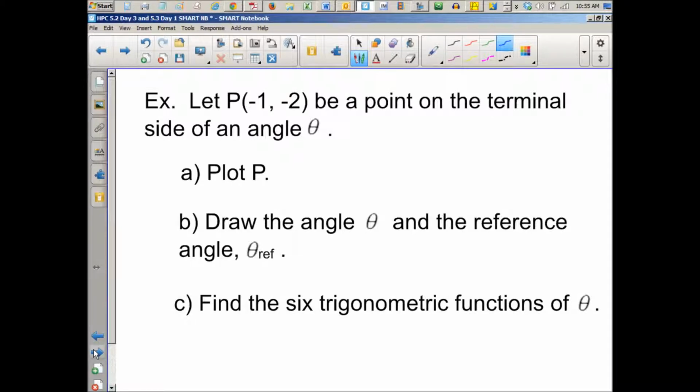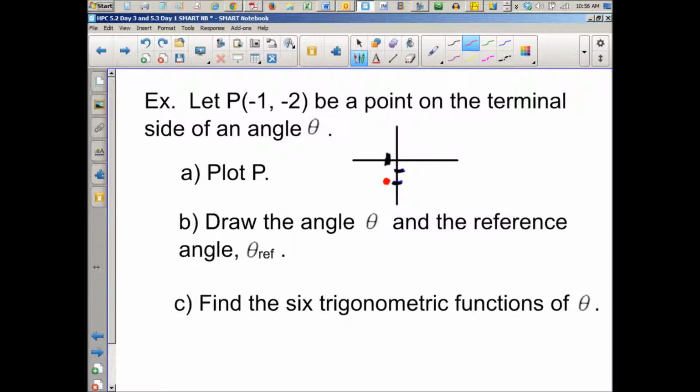The question just says, let P(-1, -2) be a point on the terminal side of an angle theta. Plot. So how do you draw a diagram for this given? It's really not very hard. You're going to plot the point -1, -2. All right, so first thing we'll do is plot -1, -2. I'll plot it in red.